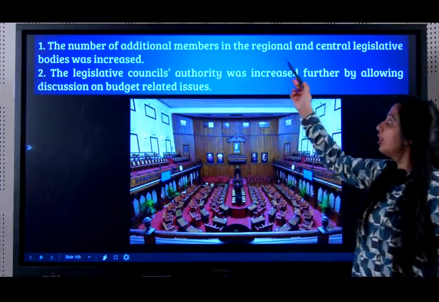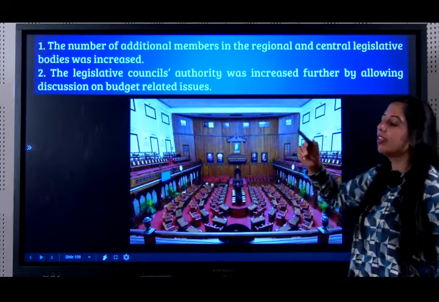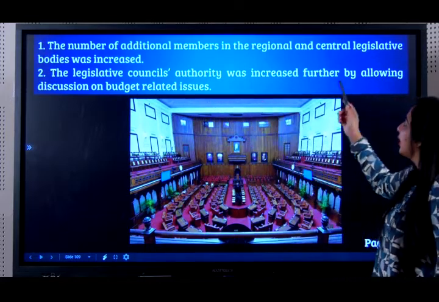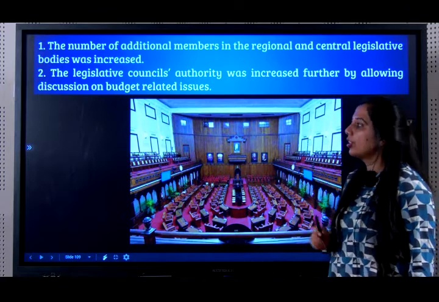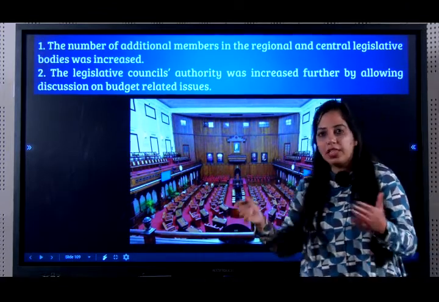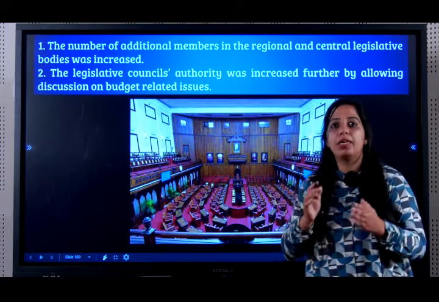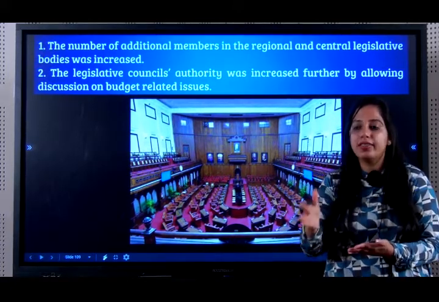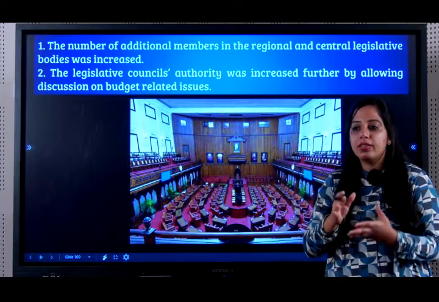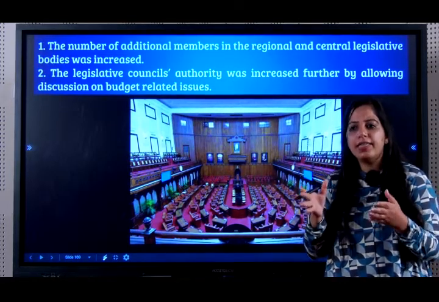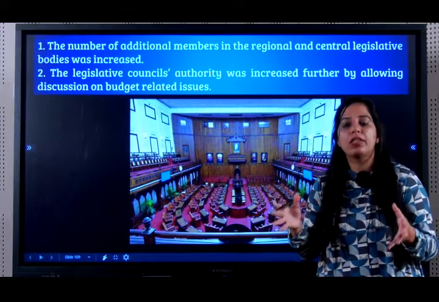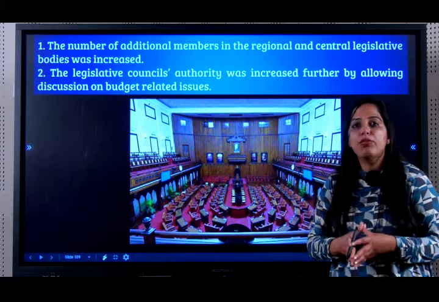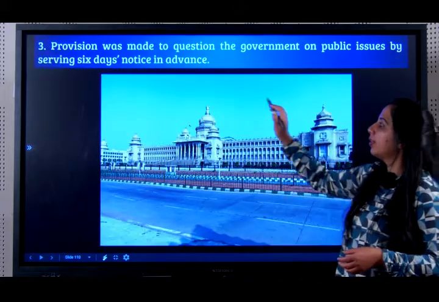The number of additional members in the regional and central legislative bodies was increased. The Legislative Council's authority was increased further by allowing discussion on the budget. So, earlier they would just get a budget and they would pass it, but now they have to discuss whether this is right or wrong, whether it makes sense to spend so much money on a particular matter like railways or telegraph and so on. They would discuss before they pass the budget.